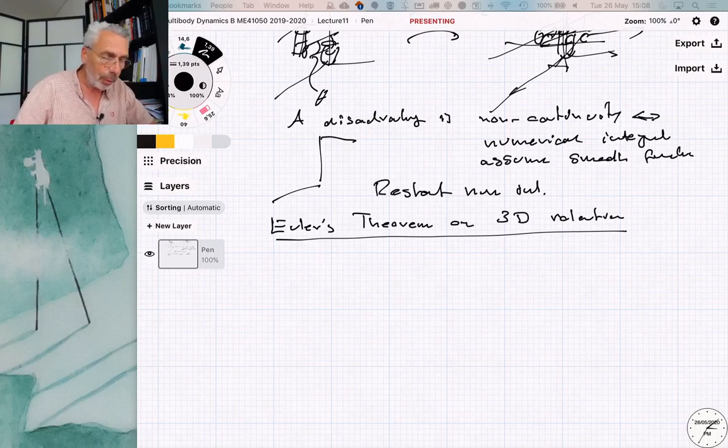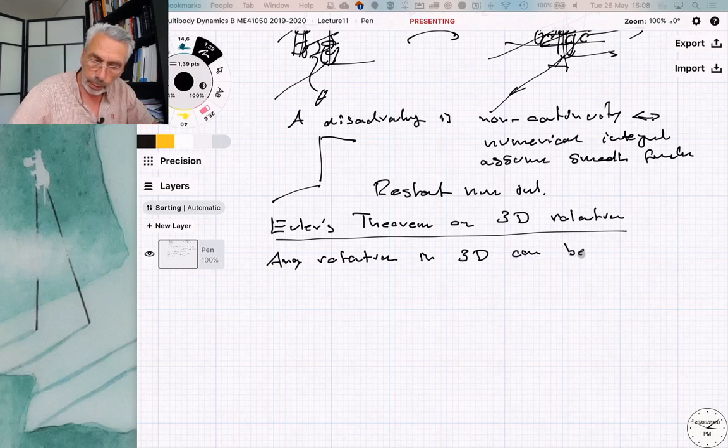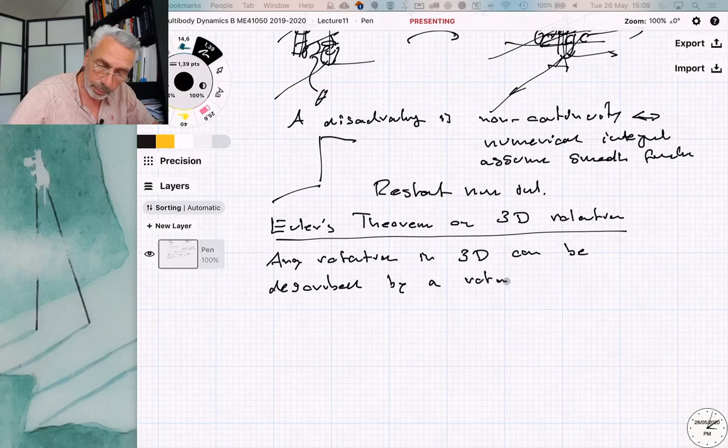So, Euler's theorem. What is the theorem? Any rotation in 3D can be described by a rotation about a fixed axis at a given angle.